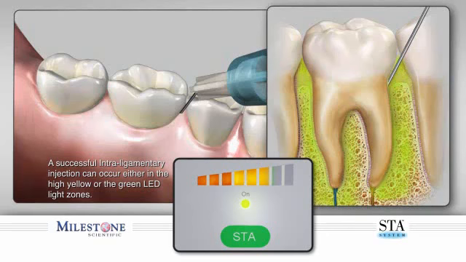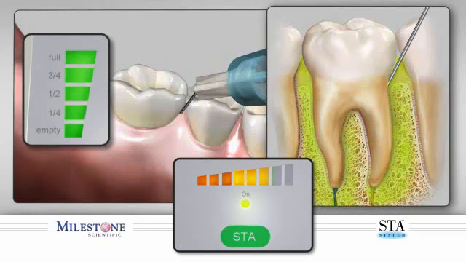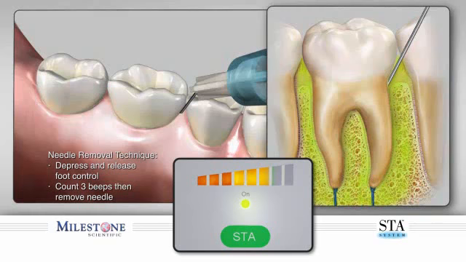A successful STA-Intraligamentary injection can occur in either the high yellow or green LED zones, as both are indicative of the correct location. To determine the amount of anesthetic solution dispensed, you can view the vertical green LED volume gauge in the upper left corner of the STA. As the green LED light dims, you will hear a corresponding louder tone at each quarter cartridge. When you have delivered the required dosage, you can remove the needle.